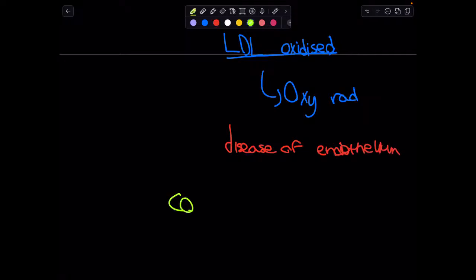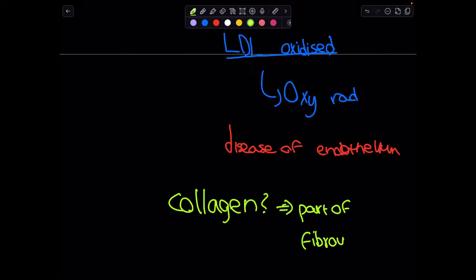I see. And how is collagen connected to all of this? Collagen is part of the fibrous cap that forms over plaques. It helps stabilize the plaque, making it less likely to rupture. However, if the plaque becomes unstable, the collagen can degrade, increasing the risk of rupture and clot formation.